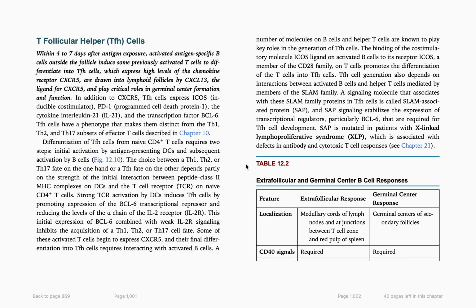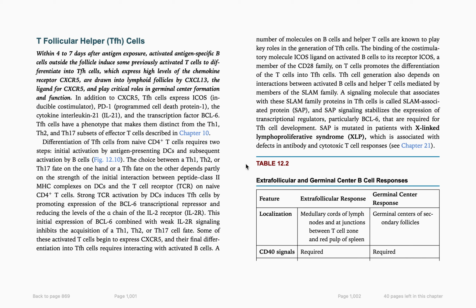SAP is mutated in patients with X-linked lymphoproliferative syndrome, which is associated with defective antibody and cytotoxic T cell responses. So, the extrafollicular and the germinal center B cell responses. The features of the extrafollicular response and germinal center response: localization. The extrafollicular response occurs in medullary cords of lymph nodes and at the junction between T cell zones and red pulp of the spleen. Germinal center is in the secondary follicles.